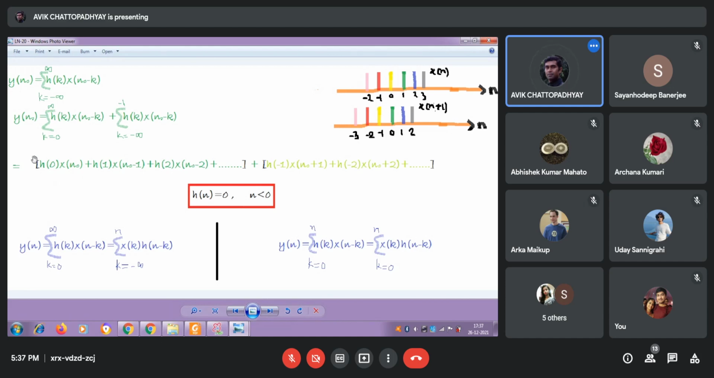Okay, this is a compact expression. Here we have actually written each and every term like this. That means whatever I mentioned, the h of n0, x of n0, h1, x of n0 like this, and here h of minus 1, x of this.